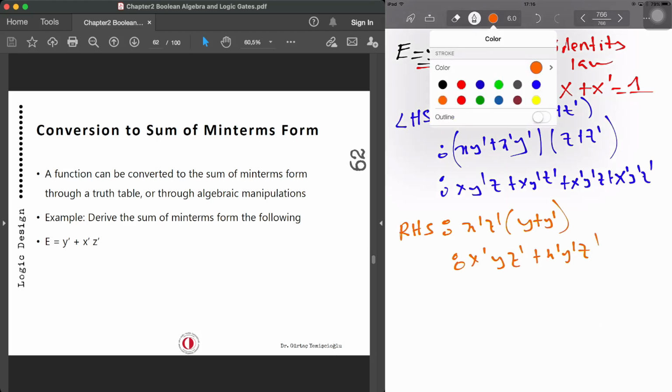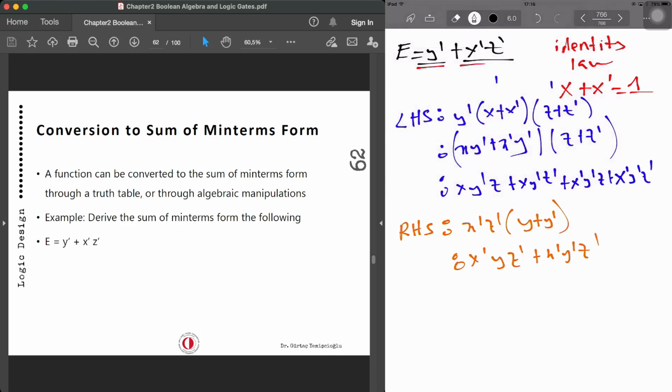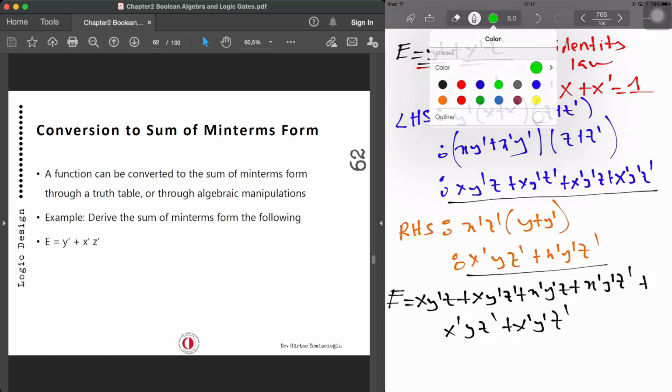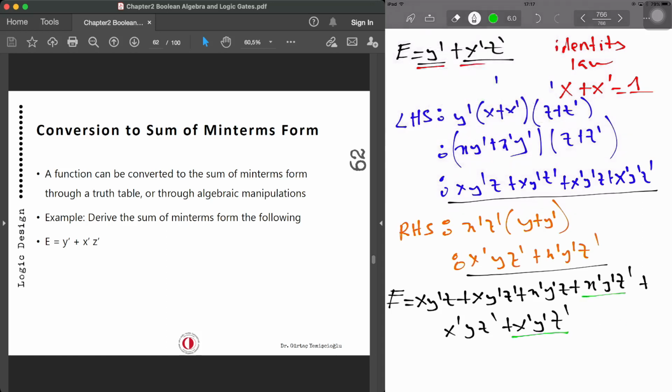And if we combine these and rewrite it, I'll start from here: x y prime z, or x y prime z prime, or x prime y prime z, or x prime y prime z prime, or I'll write these ones, x prime y prime z prime, or x prime y prime z prime. Now I can easily see that these two are equal. So if I have got similar terms, I don't need to rewrite them. I can just get rid of one of those.